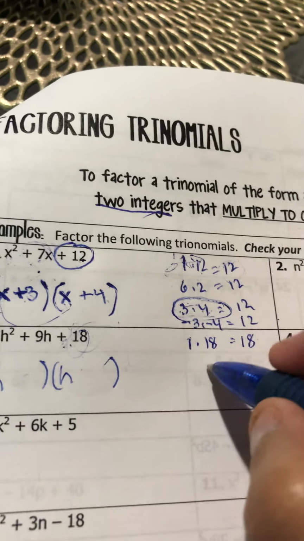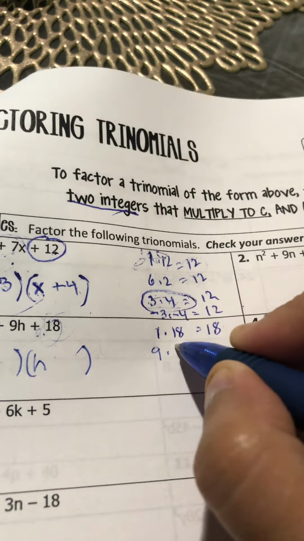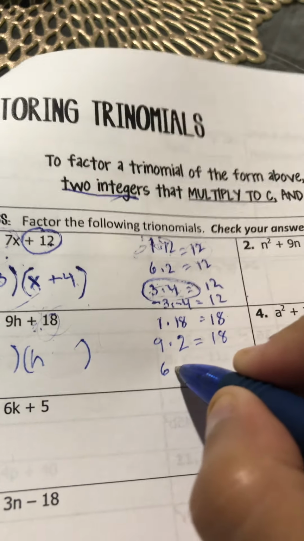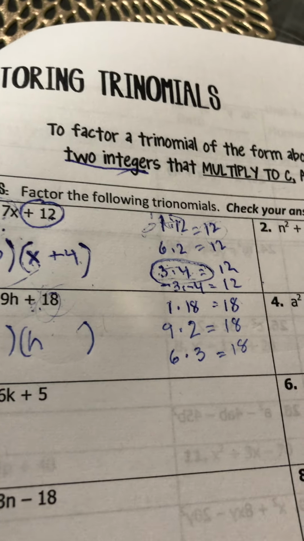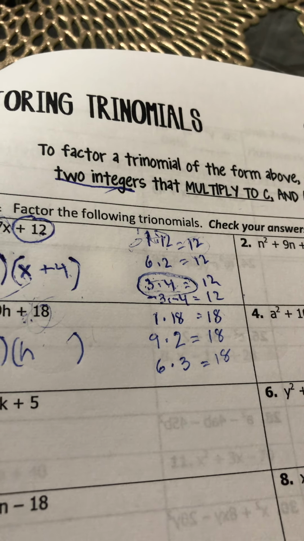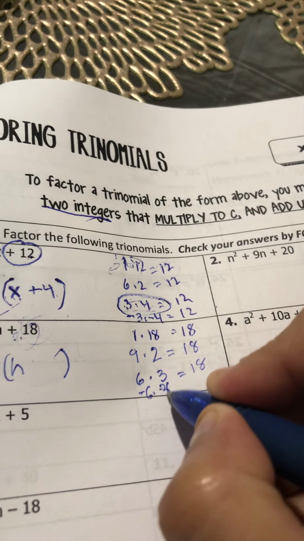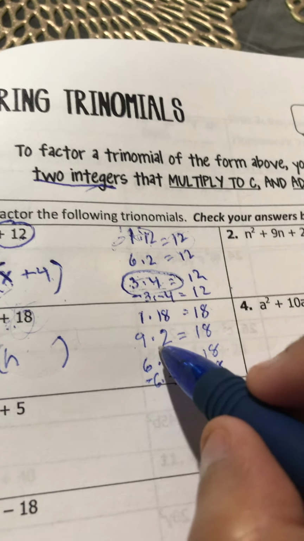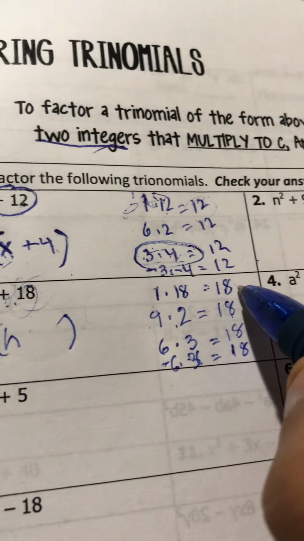Positive, not negative. Okay, positive 9 times positive 2 gives me 18. And positive 6 times positive 3 gives me 18. Is there any other way which can give me positive 18? Yes, negative 6 times negative 3 equals 18. Negative 9 times negative 2 equals 18. Negative 1 times negative 18 equals 18.